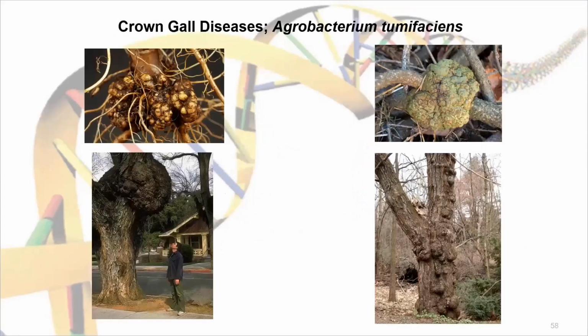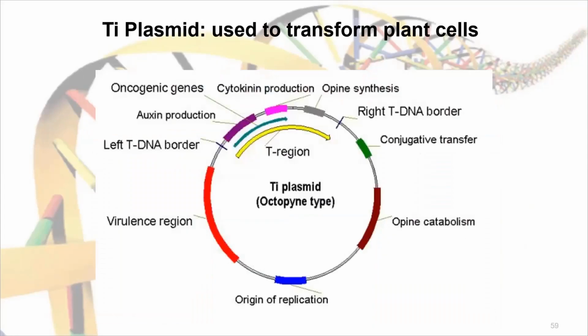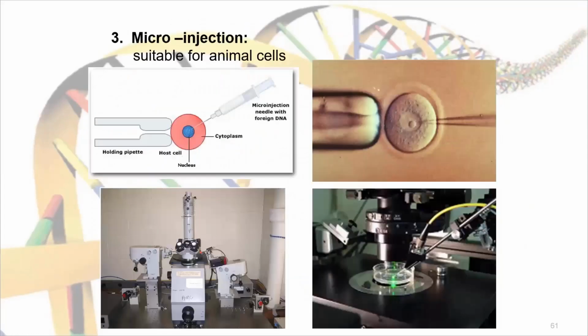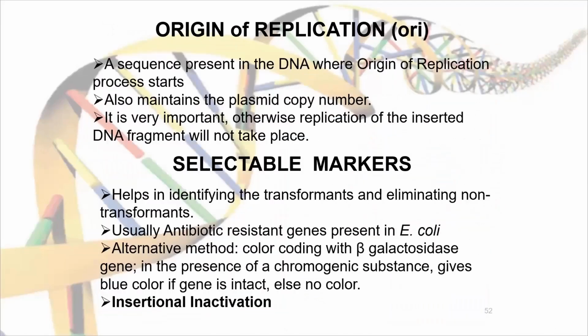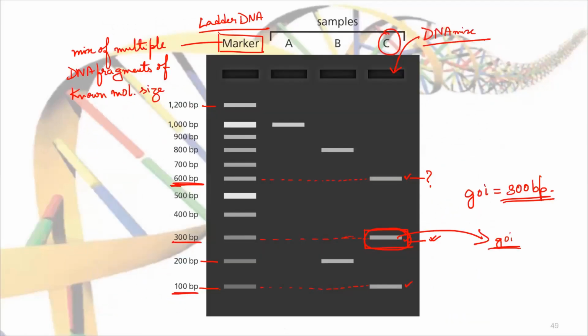Sir, out of so many base pairs, how do the researchers find that this base pair is the one needed for the gene of interest?